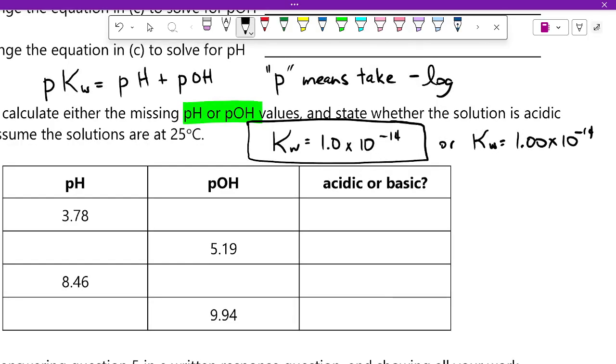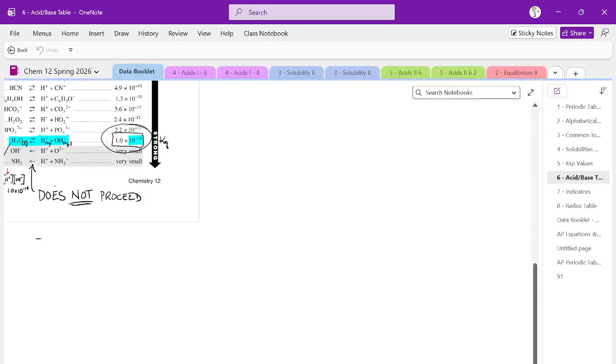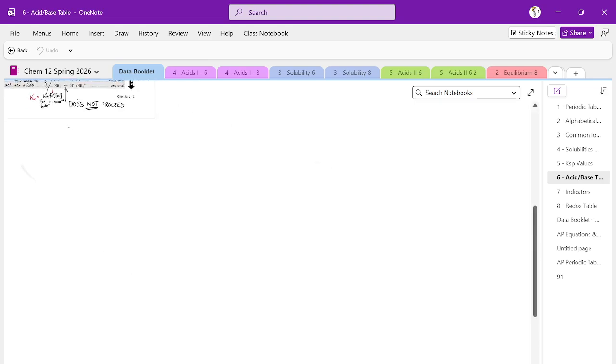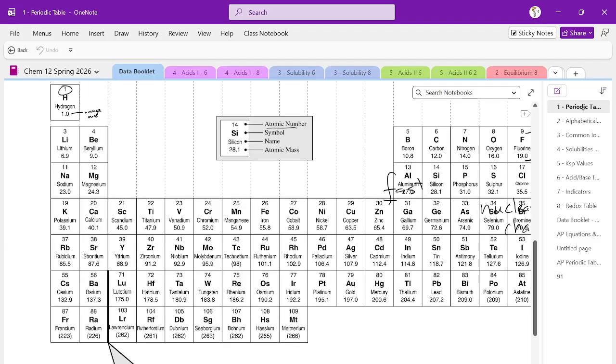So if you look at your data booklet, where do we find Kw on the data booklet? It's not on the periodic table, go find it. Don't say it out loud, let everybody go find it. You're going to point it out to your neighbor and say, here it is.